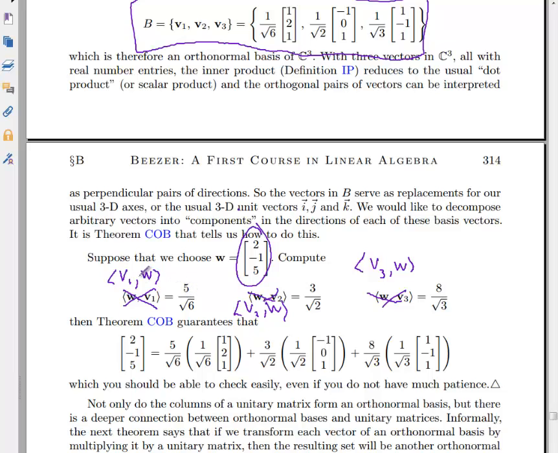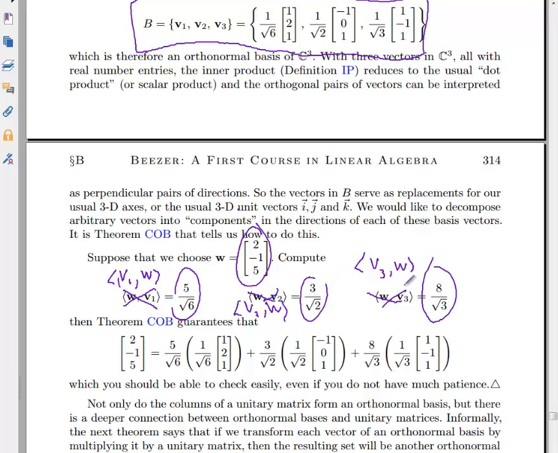Okay. So if I take this inner product, let's verify that the inner product of V1 and W is 5 over square root of 6. Well, W is here, so here I'm going to have 2 times 1, which is 2, plus minus 1 times 2, which gives me 0, plus 5 times 1, which gives me 5, all over square root of 6. So the inner product is 5 over square root of 6. You can verify these other inner products as well.